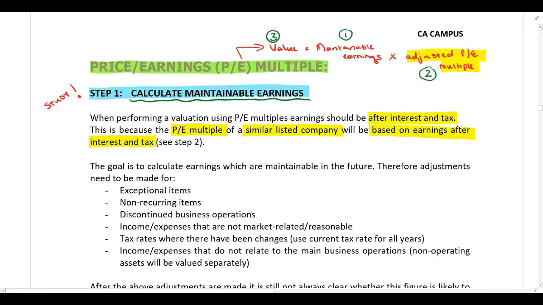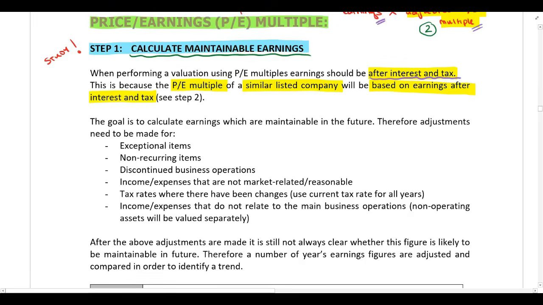And I already told you that our earnings must always be comparable to the multiple. So if the multiple calculation is based on earnings after interest and tax, then my maintainable earnings must also be after interest and tax. Then, when I talk about maintainable earnings, I'm just referring to earnings that are going to be maintained in the future. In other words, earnings that will be repeated again in the future. So we are going to have to make adjustments in order to calculate maintainable earnings.